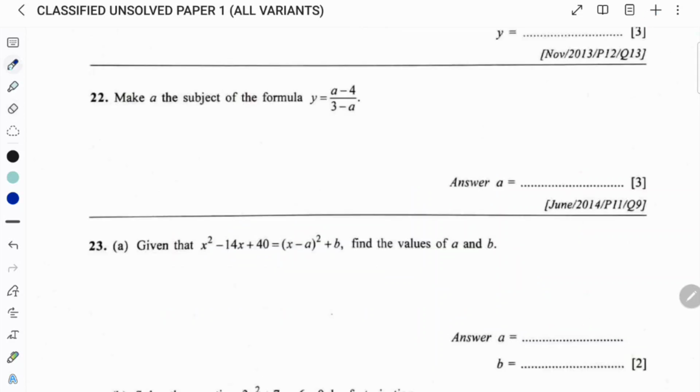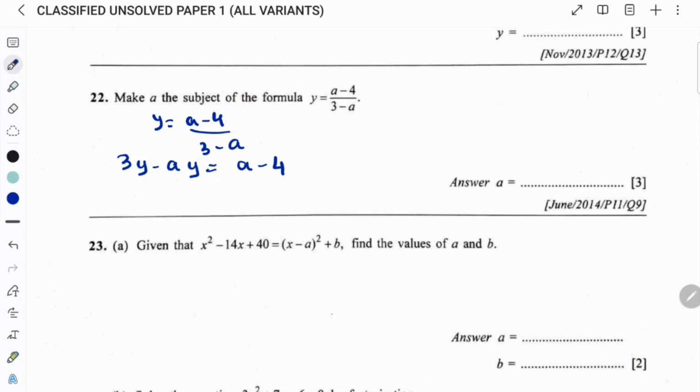Now this question number 22. In this question, y is equals to A minus 4 upon 3 minus A. Make A the subject. Again, you can see A is coming twice, so we'll have to take common A. For that, we'll have to multiply. So y is equals to A minus 4 over 3 minus A. Multiply with y. So 3y minus AY is equals to A minus 4.